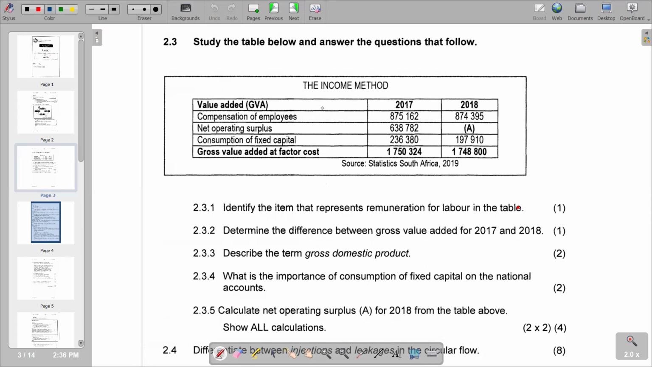We are given a task of measuring our national income, and we got information in the table below. The first question is saying identify from the table. So we know that remuneration is described by the elements that are given as compensation of employees. So basically, we are saying compensation of employees for 2017 and 2018.